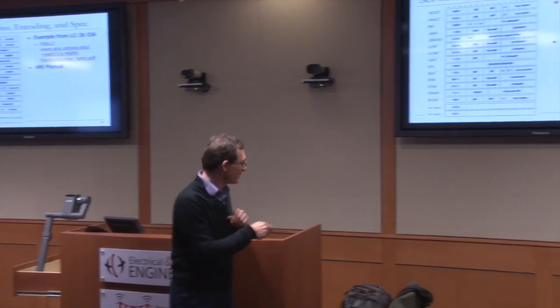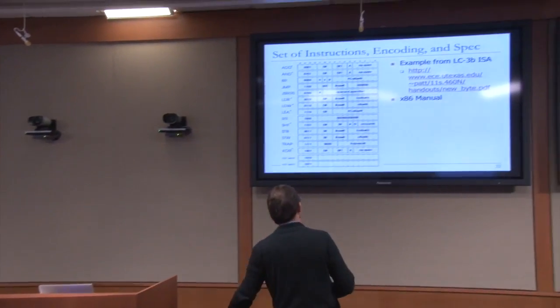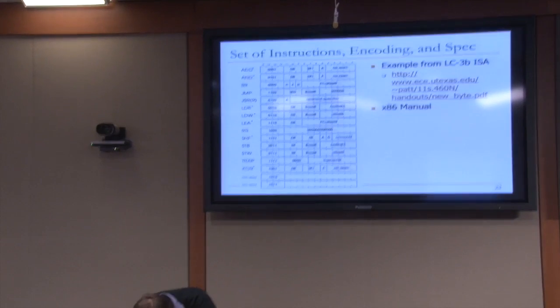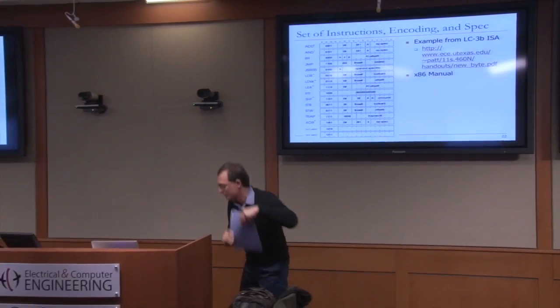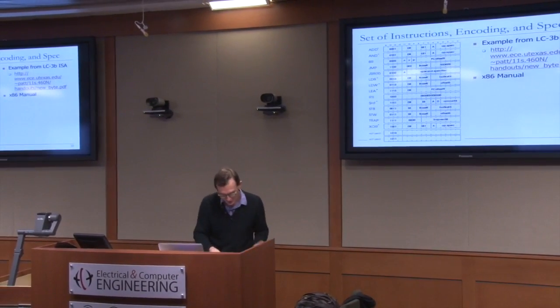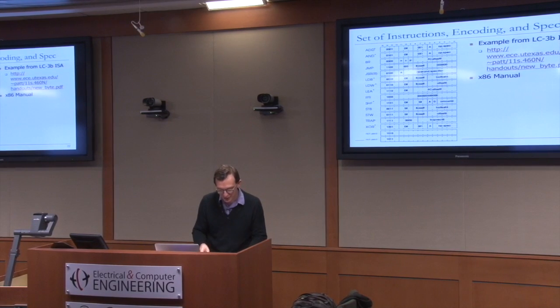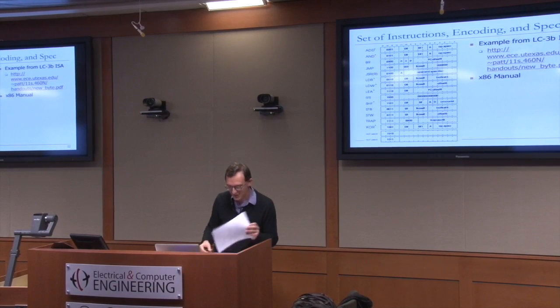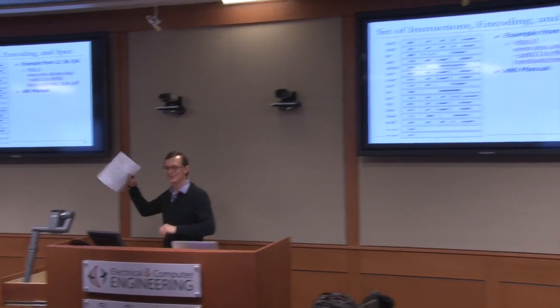So this is the LC3B ISA. It's an instructional ISA. And maybe I'll open it so that we can look it up a little bit. I'll give you some examples from it. It's called the Little Computer 3B. And this is its ISA manual.